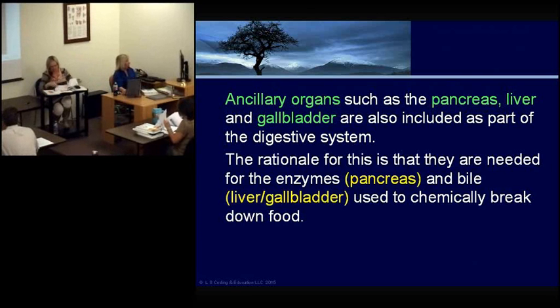You need to write down the ancillary organs of the digestive system. It's going to be on page 252 in your CPT book.